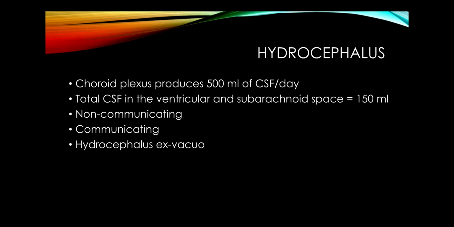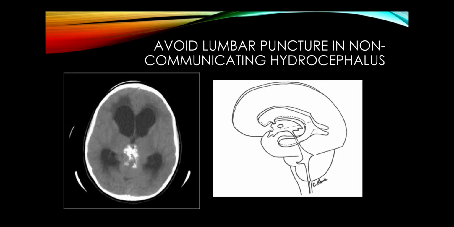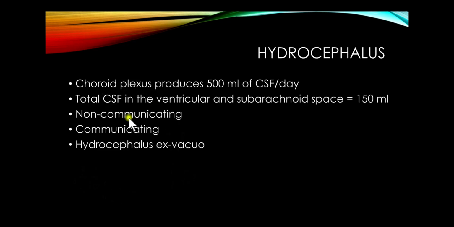And there are 3 types of hydrocephalus. 2 are really true hydrocephalus. This is kind of a pseudo hydrocephalus. So let's explain what we're talking about. A non-communicating hydrocephalus is simply where cerebrospinal fluid does not communicate within the ventricular system. So let's say we have a blockage in the cerebral aqueduct. Well, now you no longer have a communication between the third ventricle and the fourth ventricle.